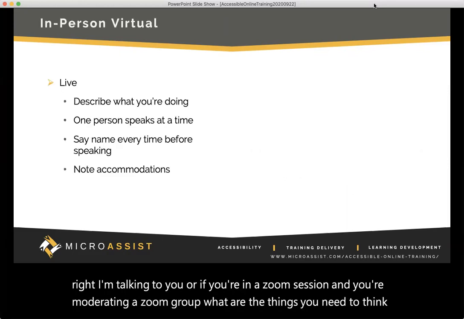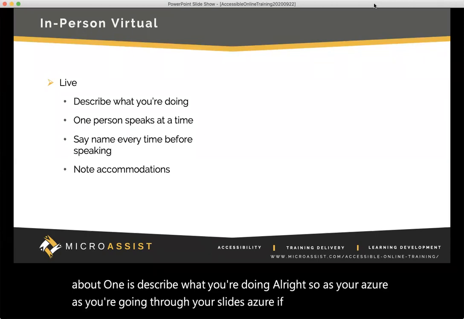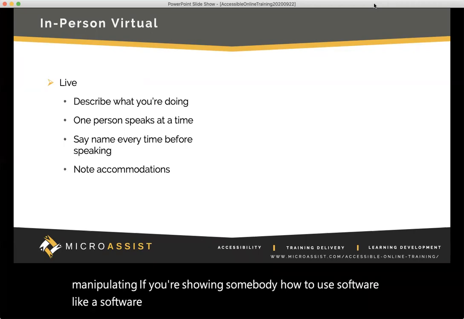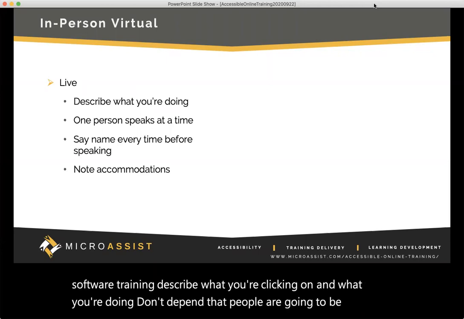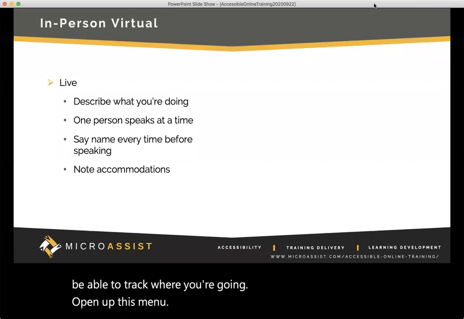One is describe what you're doing. All right, so as you're going through your slides, if you are showing somebody how to use software, like a software training, describe what you're clicking on and what you're doing. Don't depend on people being able to track where you're going. Open up this menu, kind of verbalize it and describe.